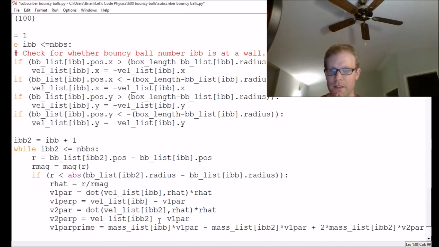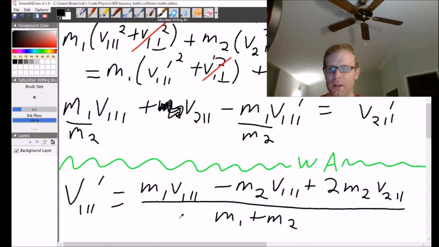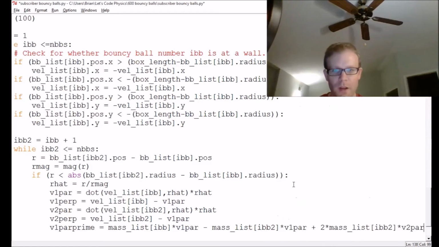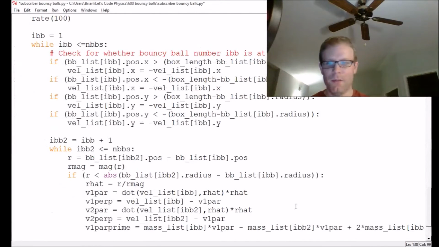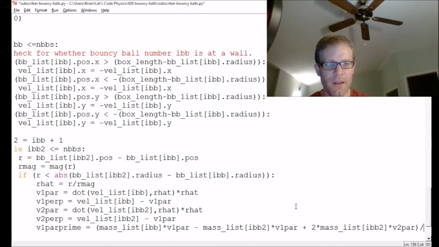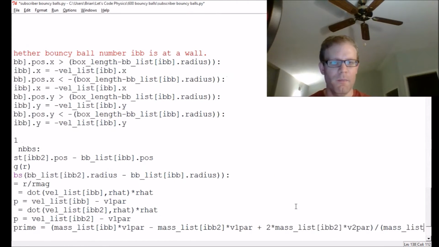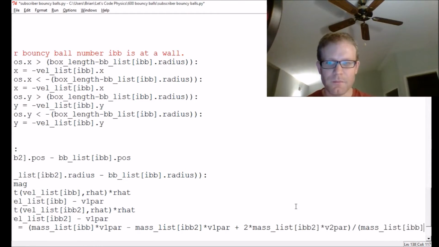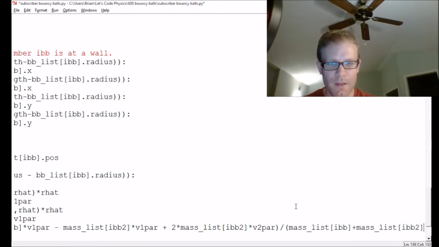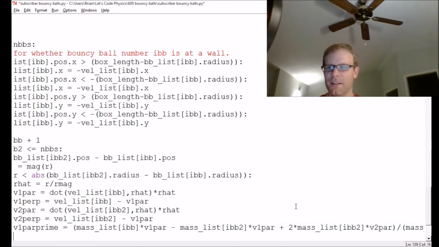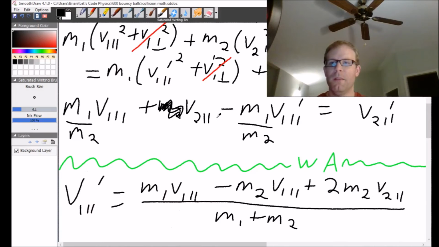Okay, let's just double check that. So that should be 1 and 1, 1 and 1, minus 2 and 1, minus 2 and 1, plus 2 times 2 and 2, plus 2 times 2 and 2. Beautiful. And then I need to divide the whole thing by the total mass. So I'm going to put parentheses around the whole thing, and then just divide by mass list IBB plus mass list IBB2. And there we go. Okay, awesome. So that gives me V1 parallel prime.